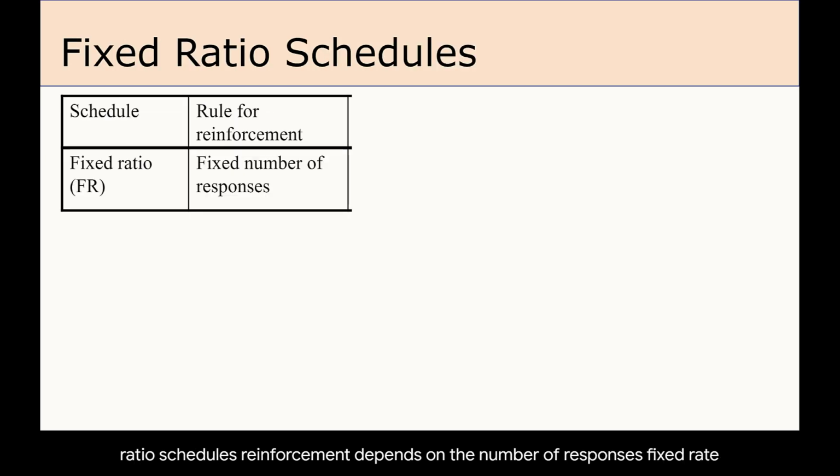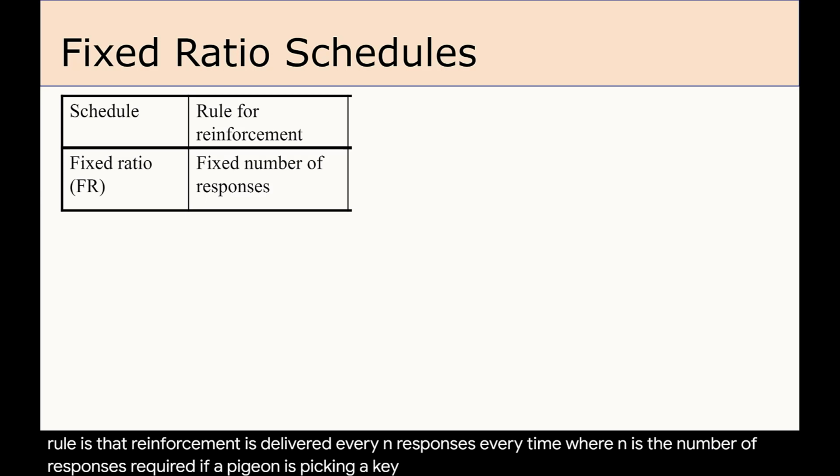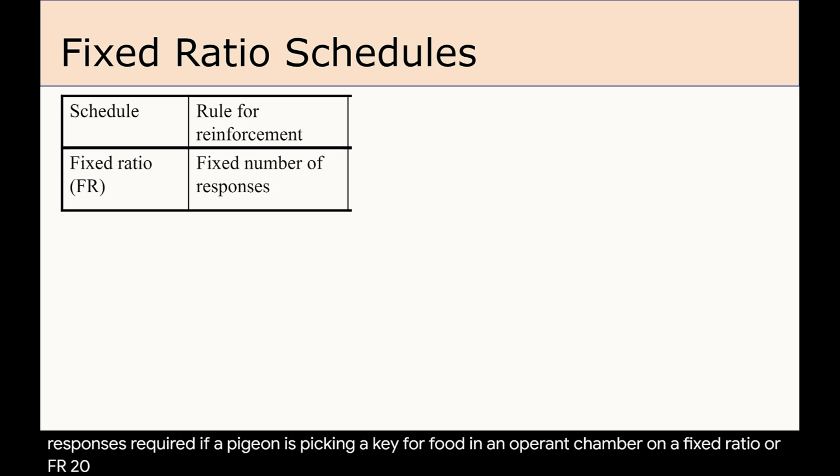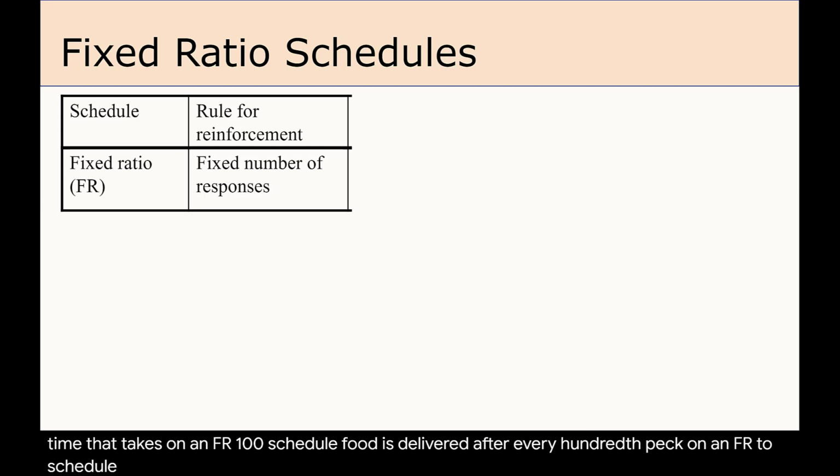In fixed ratio schedules, the rule is that reinforcement is delivered every n responses, every time, where n is the number of responses required. If a pigeon is pecking a key for food in an operant chamber on a fixed ratio or FR20 schedule, food will be delivered after every 20th peck, no matter how much or how little time that takes. On an FR100 schedule, food is delivered after every 100th peck. On an FR2 schedule, food is delivered after every other peck, and so on.